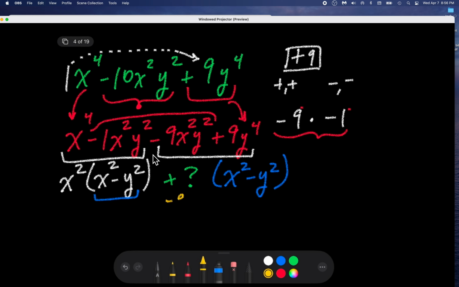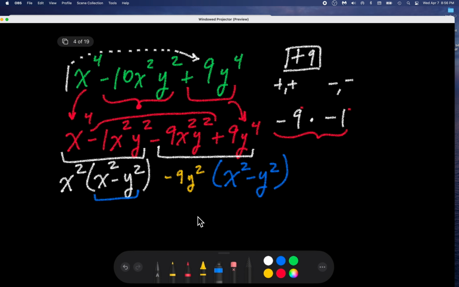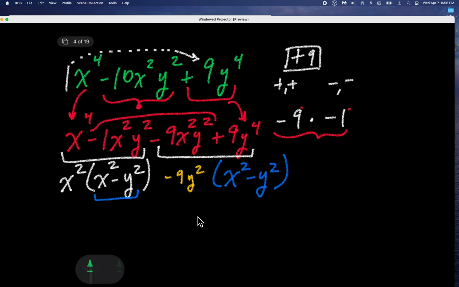So let's double check. If we put negative 9y squared here instead of that question mark, we're going to get negative 9y squared times x squared, that gives us this. And negative 9 times that gives us positive 9y to the fourth. So that's going to replace the question mark. So let's do that. Right there. Now, folks, it's clear that we can pull this out as a GCF.